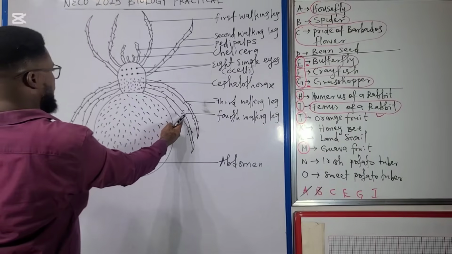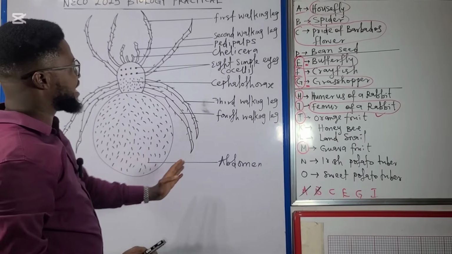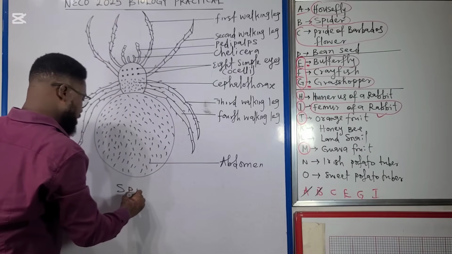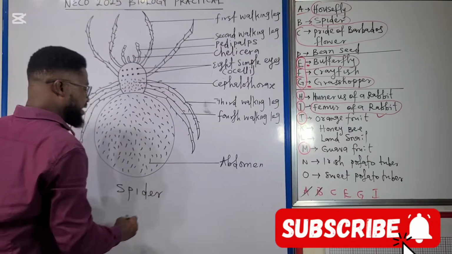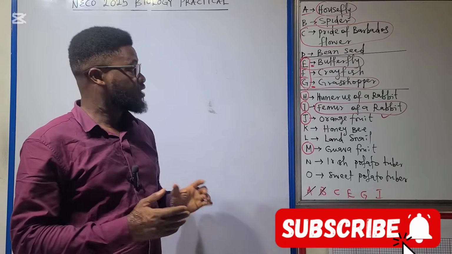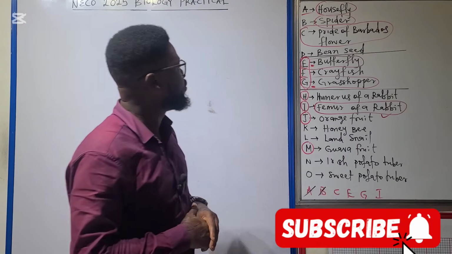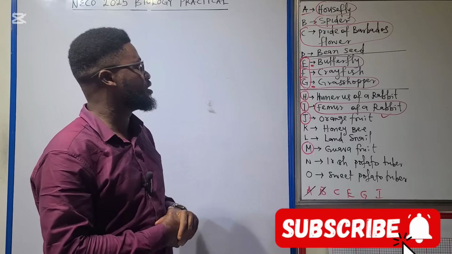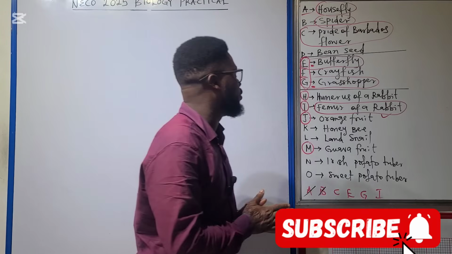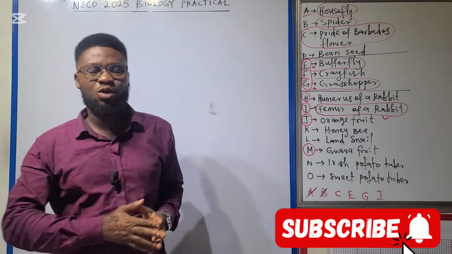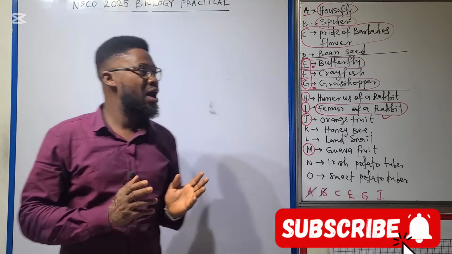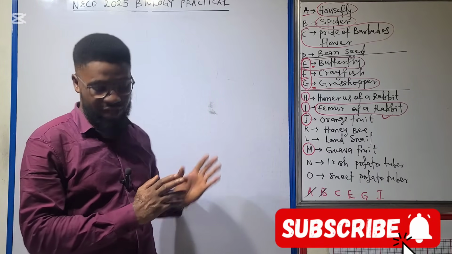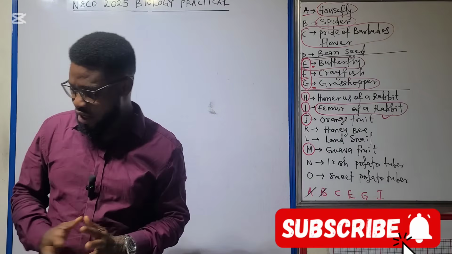This is the fourth pair of walking legs. And this is the abdomen. Very simple plan. This is specimen B, the spider. Moving on, the next specimen of interest when it comes to the drawing is specimen C, the pride of Barbados flower. But then, how can the question come as regards drawing?